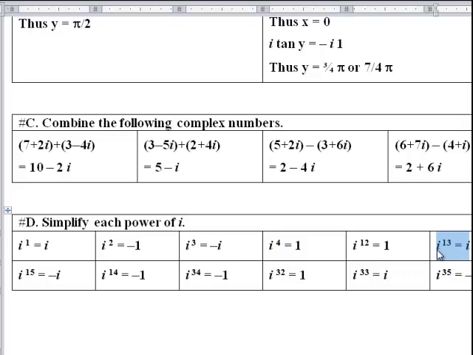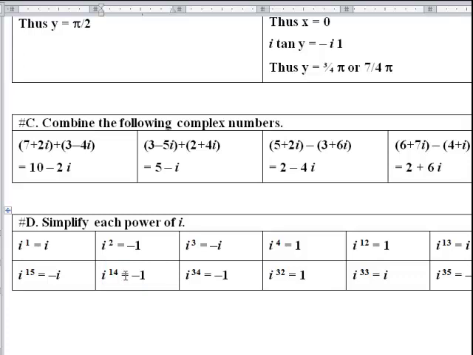i to the 13 is the same as this one over here, because i to the 12 again is just 1 every 4 powers. 4, 8, 12, 16, 20, you come up with 1. So you just subtract a 12 from that and you end up with i to the first power, which is i. Subtract 12 from the 15, that's i to the third, and you come up with negative i. i to the 14th, subtract 12, you come up with i squared, which is negative 1.